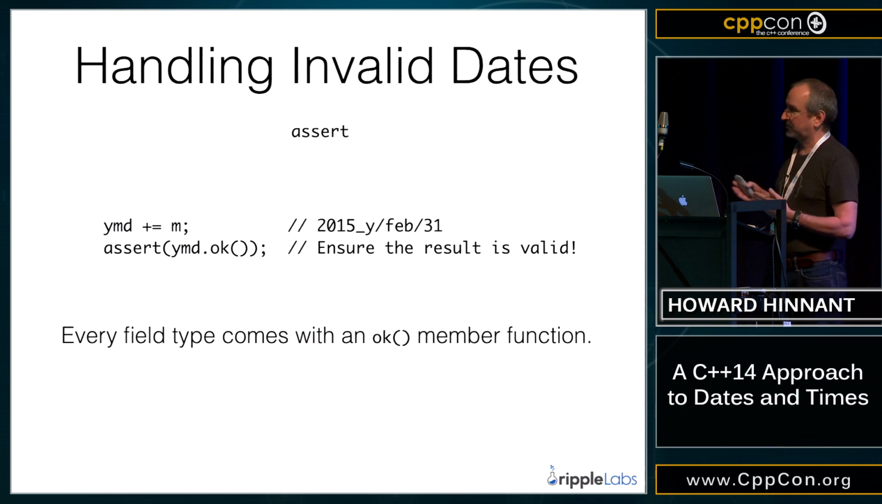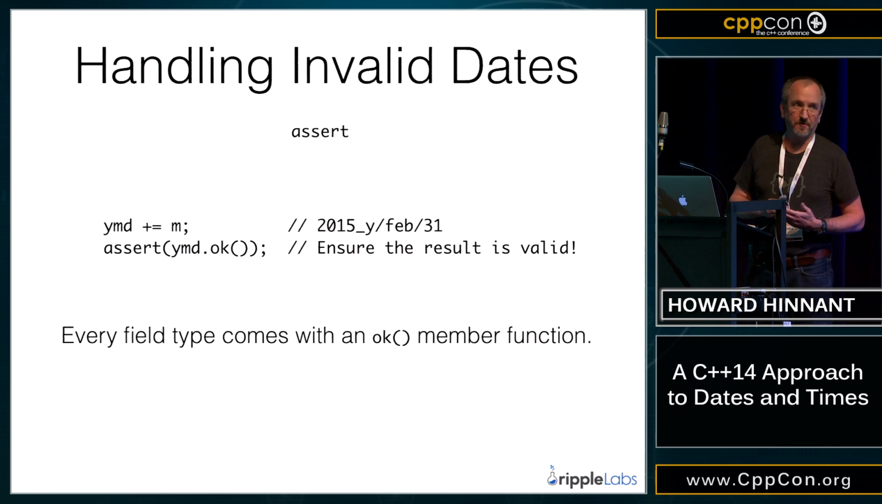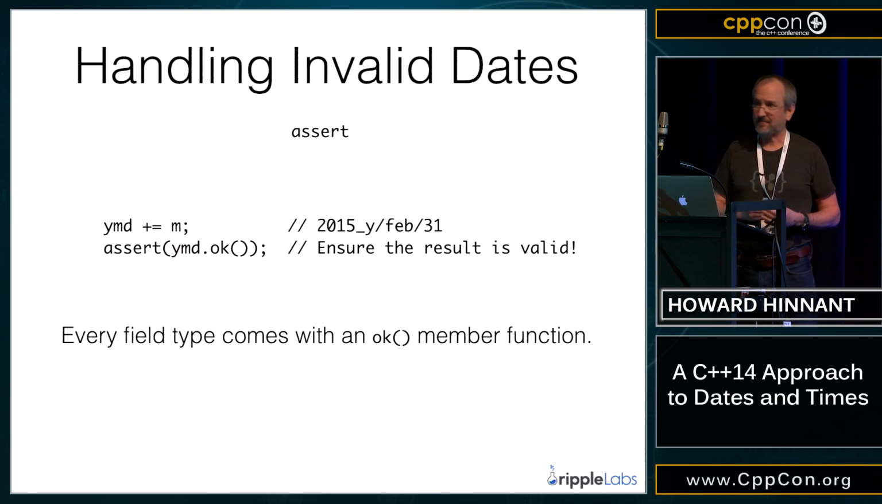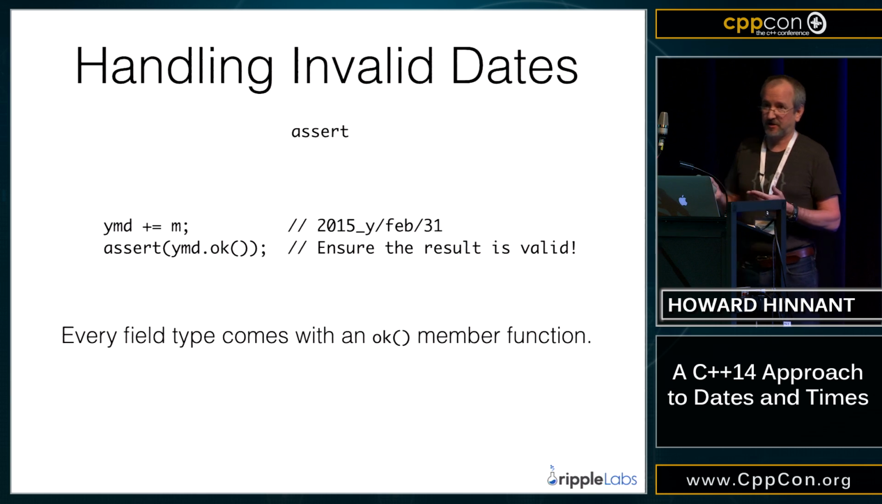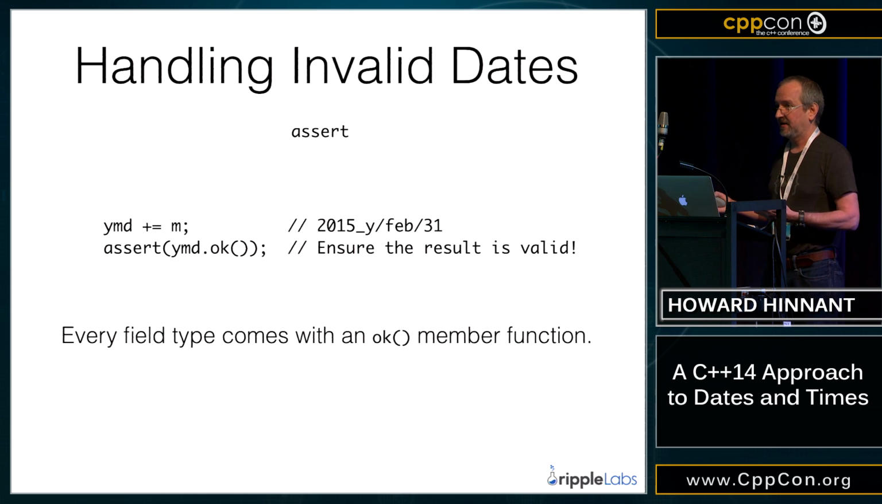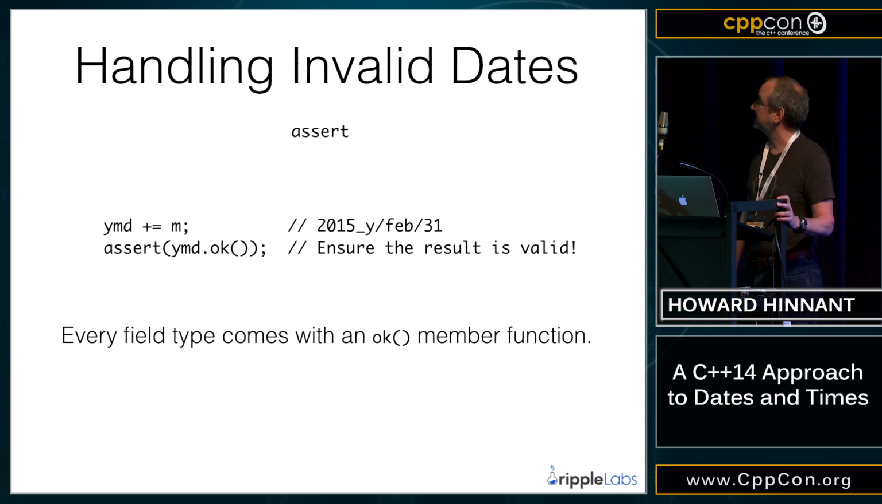So let's say that you just wanted to add a month and make sure it's a valid month. Every field type comes with a member function called OK, and all it does is say, am I a valid date or not? So if you've got January 31st and you add a month to it, the year, month arithmetic only manipulates the month and the year fields of the year, month, day. And later you can go back and say, is that a valid date? Is it okay? And that will either return true or false. And you can assert on that. It's as easy as this if you want to assert.